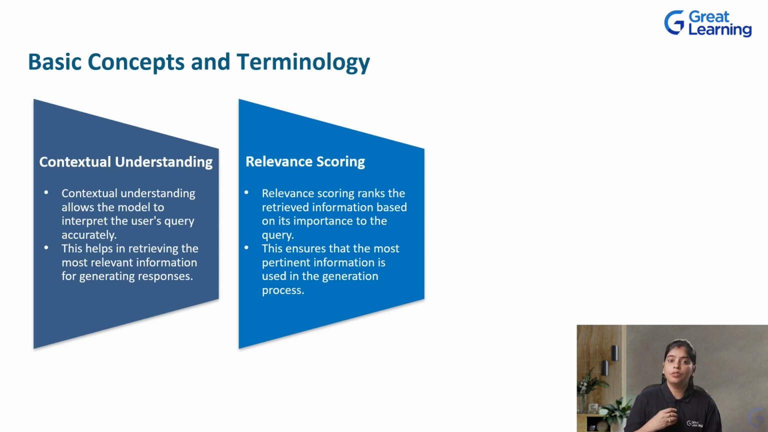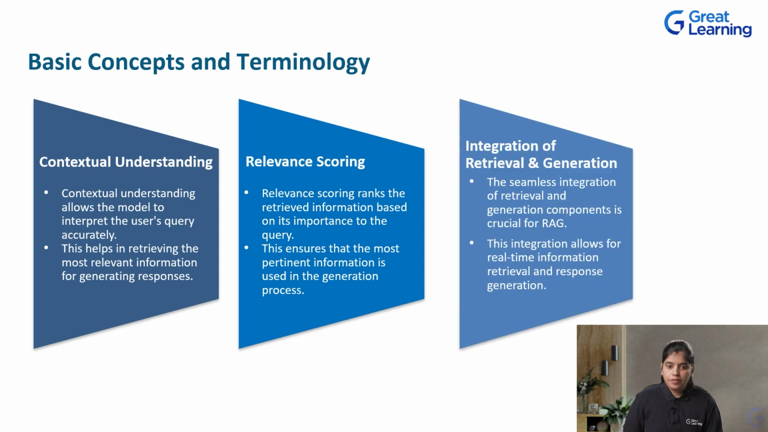So basically, it gives you the assurance that the information you are using is the most relevant information to generate the response. After that comes integration of retrieval and generation. Basically, when retrieval and generation get merged, the seamless integration of the retrieval and generation components is crucial for RAG. This integration allows for real-time information retrieval and response generation.